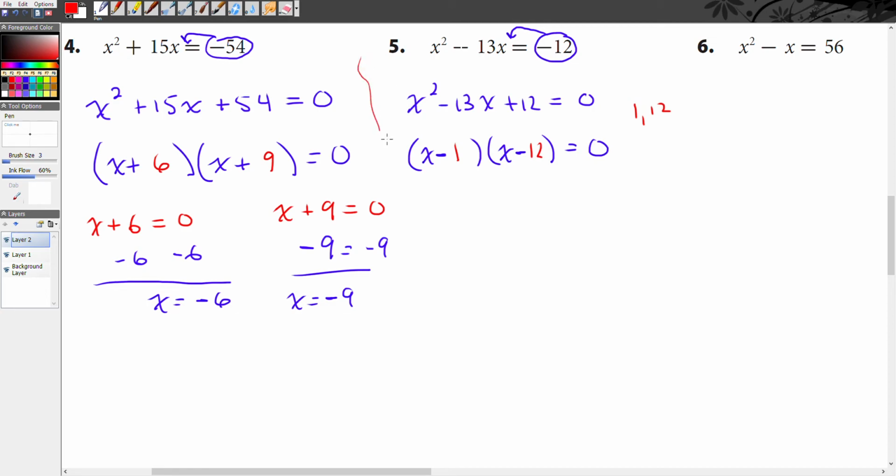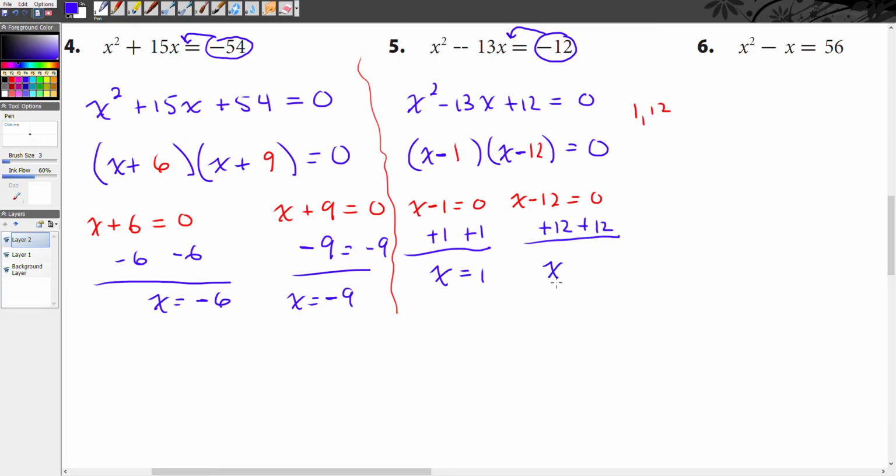My next step that I want to take here is I want to set each of these in their own equation. X minus 1 equals 0, and x minus 12 equals 0, and then solve them. Add 1 to both sides here, and I get x equals 1. And in this one, I'm going to add 12 to both sides here, and I get x equals 12.